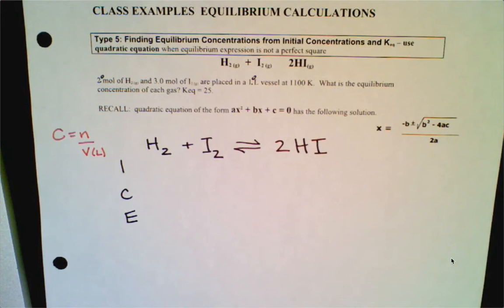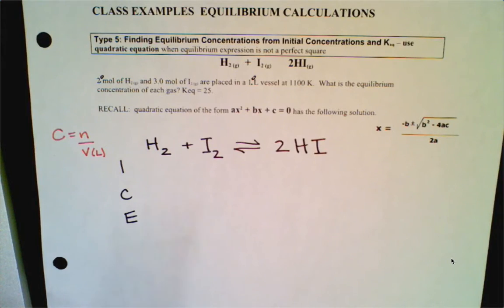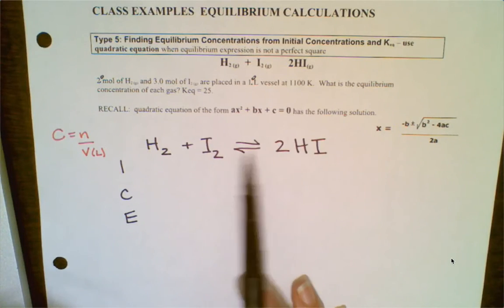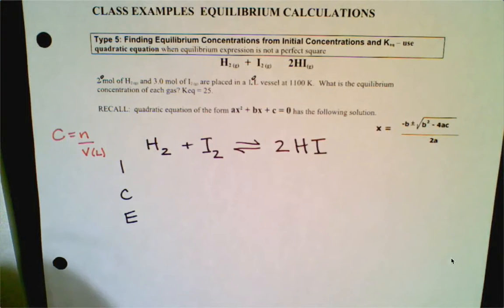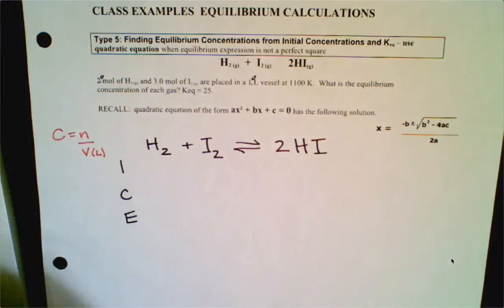Today we're going to talk about type 5 equilibrium concentrations and our calculations. We sort of saw a little bit of this with type 4 when we were doing the perfect squares. In this particular scenario, again, you are given an equilibrium reaction, meaning the forward rate proceeds at the same rate as the reverse reaction. And they give you a certain amount of each of your reactants to start off with.